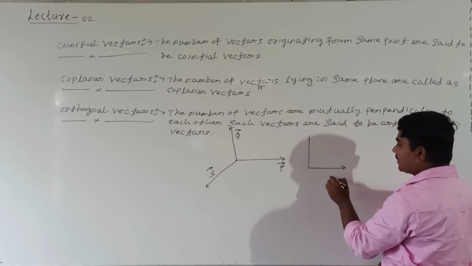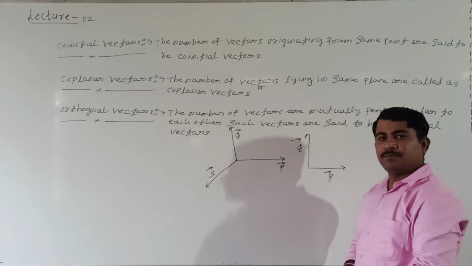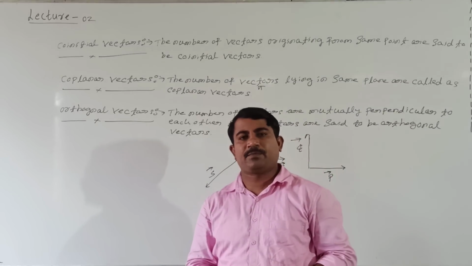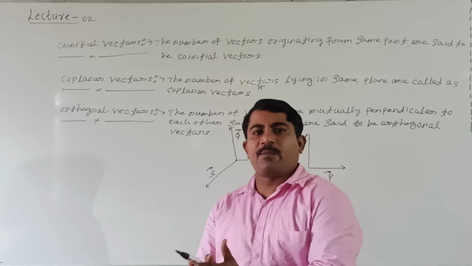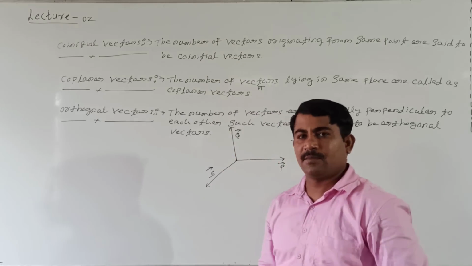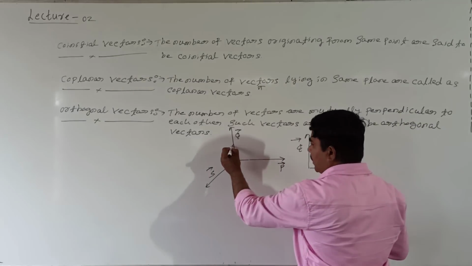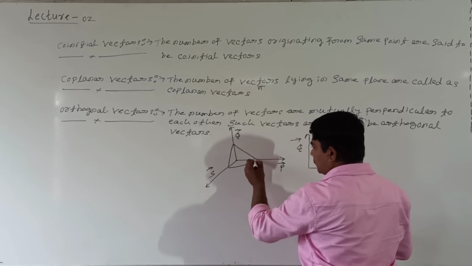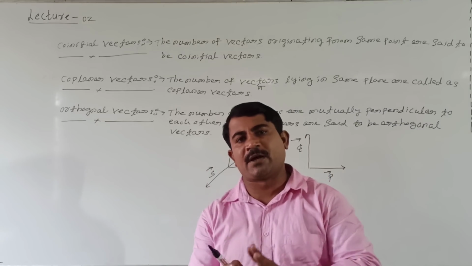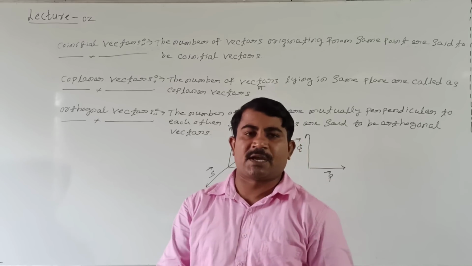Or like this also it is possible. This is one vector, this is another vector. Shall I call this the p vector? They are mutually perpendicular to each other. See here, all orthogonal vectors are coplanar vectors only, because the vectors are mutually perpendicular and all the two or three vectors lie in the same plane. This is the plane. Or here, this is one vector, this is the second vector, and the third vector, all lying in the same plane. I mean, all orthogonal vectors are nothing but coplanar vectors. Ready?